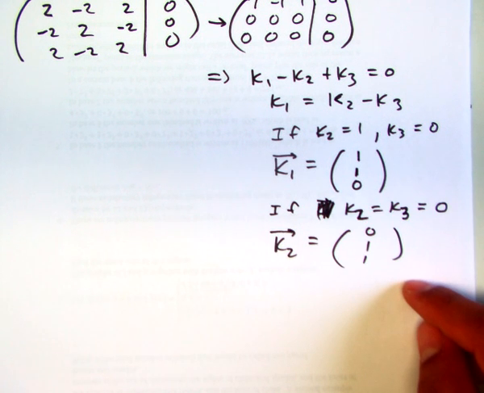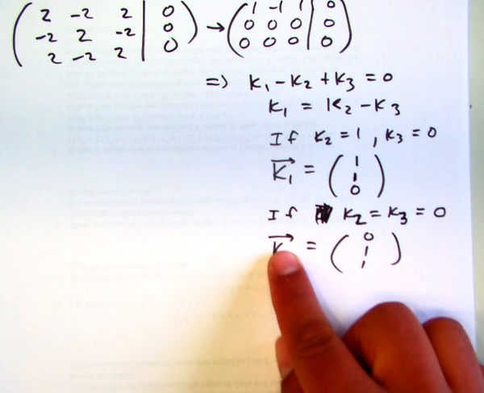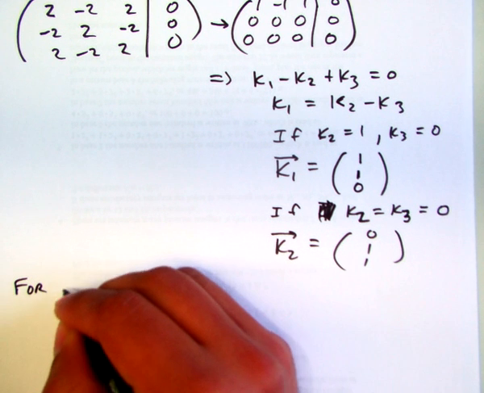So that's actually good news because we don't have to do a whole bunch more work to find the other one. The only thing we have left to do then is go to the third eigenvalue, which was 5.